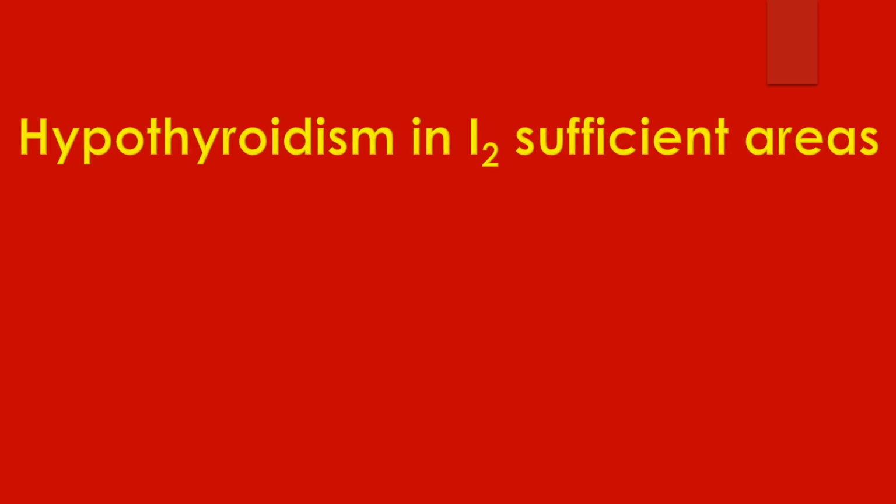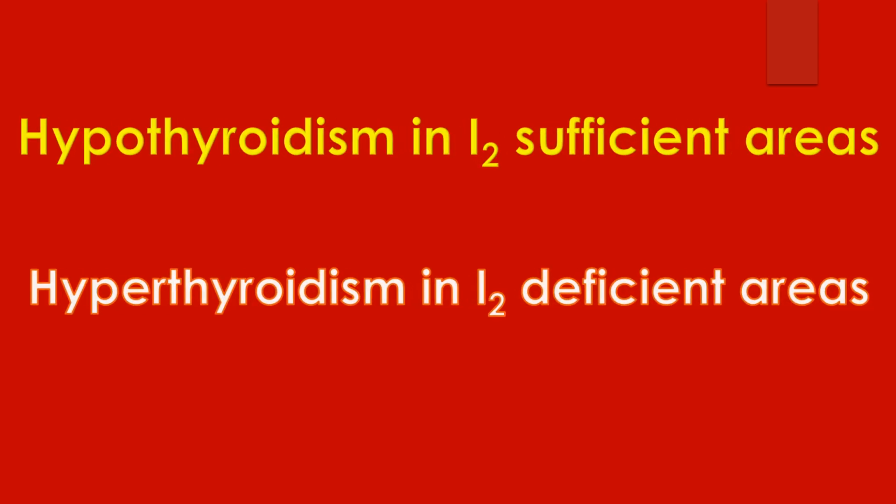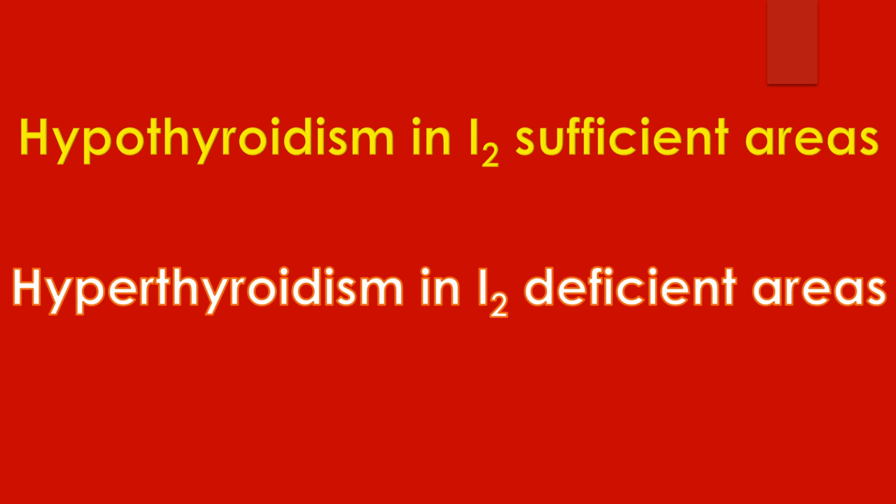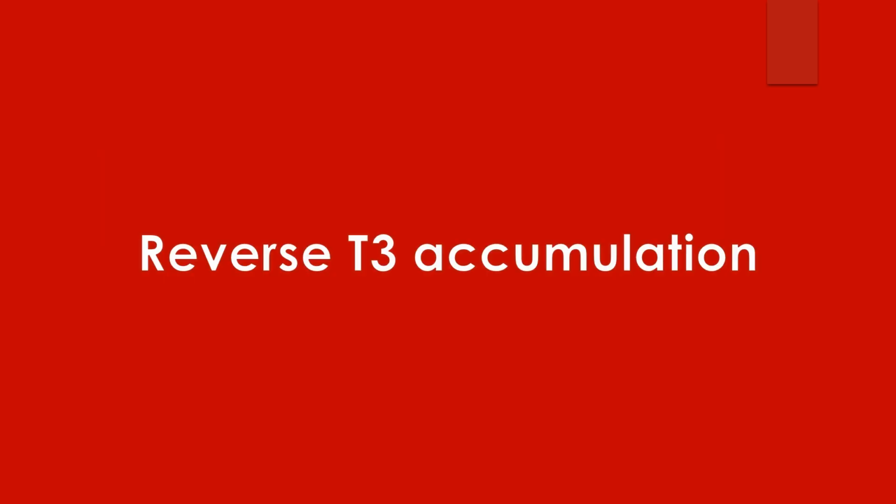Hypothyroidism occurs in iodine sufficient areas and hyperthyroidism occurs in iodine deficient areas. Amiodarone reduces 5-deiodinase activity and thereby the monodeiodination of T4 to T3. There is decreased generation of T3 and reduced clearance of reverse T3, which accumulates. Destructive thyroiditis is due to the direct toxic effect of amiodarone and its metabolite on thyroid follicular cells.